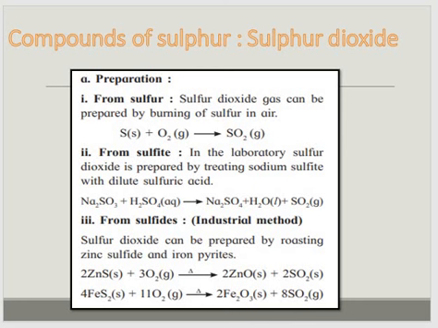Its preparation methods are: number 1, from sulfur. Sulfur dioxide can be prepared by burning sulfur in air. Sulfur is S, which is solid, and when it is burned it will turn into SO2, which will remain a gas of course. And the second preparation method is from sulfide.